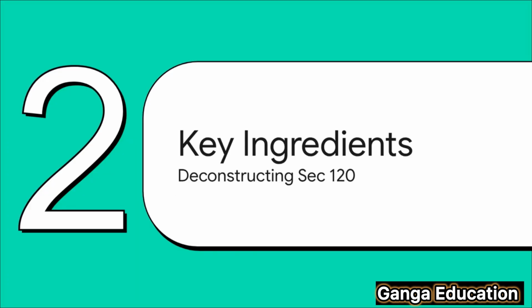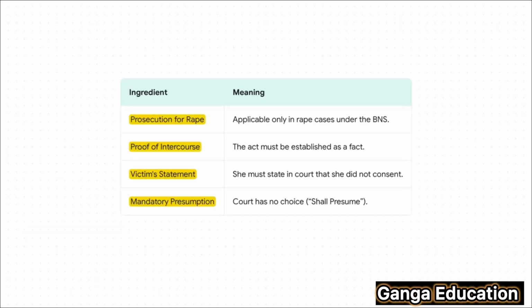Okay, to truly understand just how significant this section is, we need to deconstruct it. We're going to break it down into its essential elements, or what we often call ingredients in legal terms. Getting these ingredients right is the key to applying this section correctly. So this table lays it out perfectly.